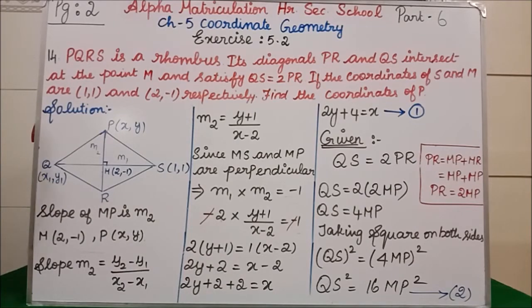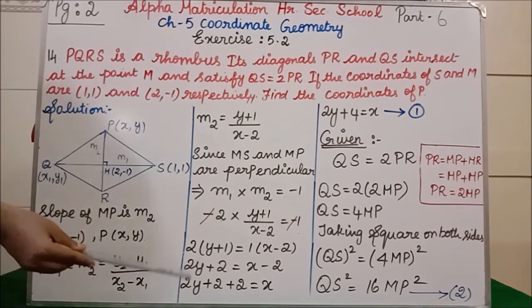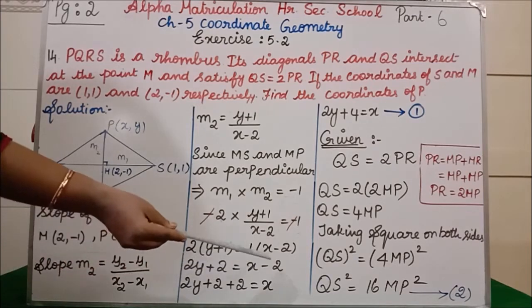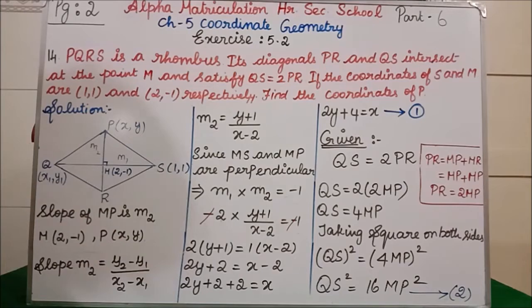Clear? Is equal to what? X minus 2. So, 2y plus 2. This 2 if coming this side it will become plus 2, equal to x. So, 2y plus 2 plus 2 is what? 4. 2y plus 4 equal to x.